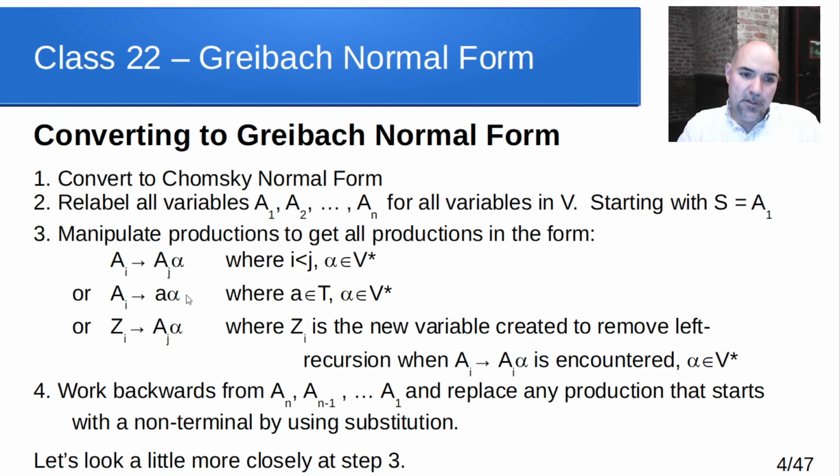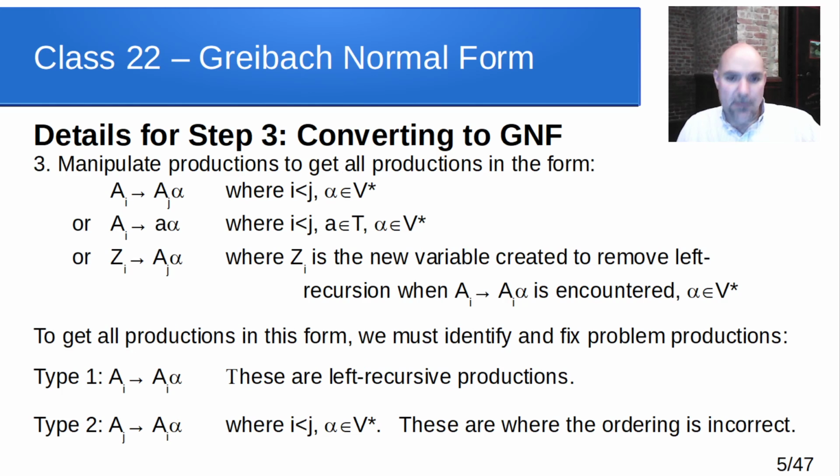Now, because this is where a lot of the work happens, let's take a closer look at that step 3. In step 3, we want to manipulate all the productions to get them into this form. To get all the productions into one of those three forms, we have to identify and fix any that don't fit. There are two types of problem production that can arise here. Type 1 is where we have A sub i produces A sub i, in other words, the same number on both sides. So that's a problem. Those are left recursive productions.